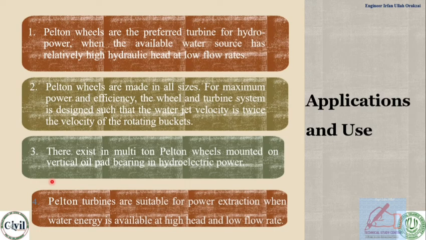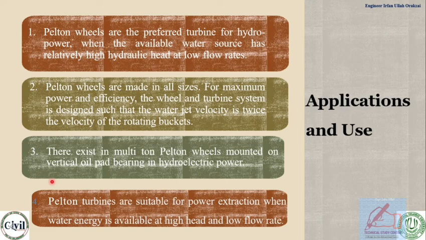So, application and use of the Pelton wheel. First of all, Pelton wheels are the preferred turbine for hydropower when the available water source is at a relatively high hydraulic head at low flow rates. If we have a small quantity of water at a very high height, like in mountains, this is a very preferred type of turbine to use to produce hydropower.